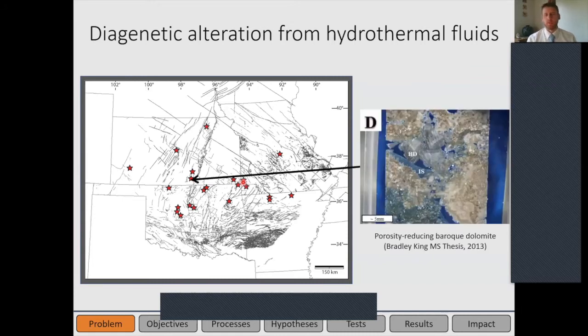Looking at more of a reservoir example, here's a thin section. The blue is where you have epoxy preserving the open porosity. And what you can see here is baroque dolomite growing into that open porosity, reducing the porosity. And that baroque dolomite is precipitated by hydrothermal fluids, as confirmed by fluid inclusion temperatures and comparison with burial depth temperatures.